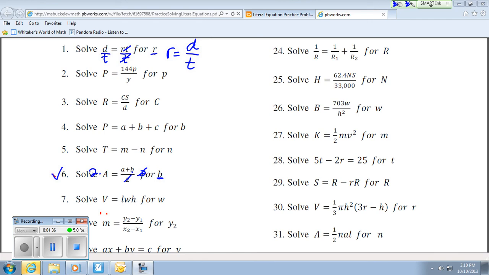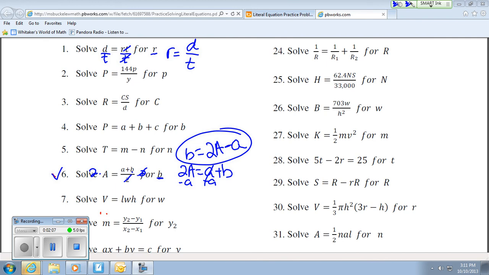Those will cancel, and I've got 2A on the left, and I have a plus b on the right. Now remember, I'm still solving for b, so I got to get rid of the a. And how would I get rid of the a? Subtract a on both sides, and I end up with b is equal to 2 big A minus a, and then I'm done. I've isolated my b, and I don't know what the big A and the little a stand for, but it doesn't matter. I've solved it. That's as far as I can go.